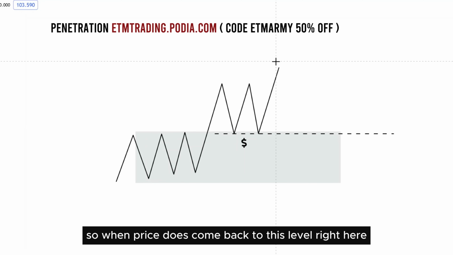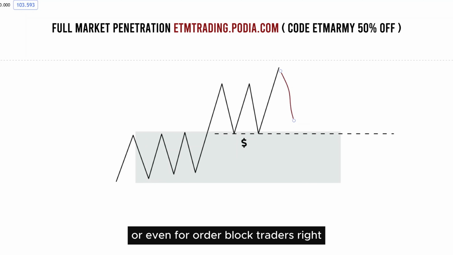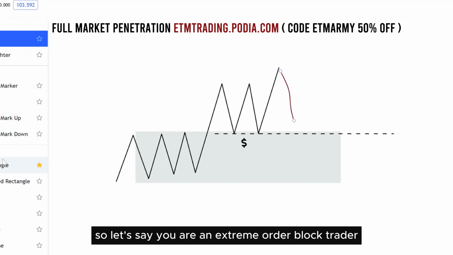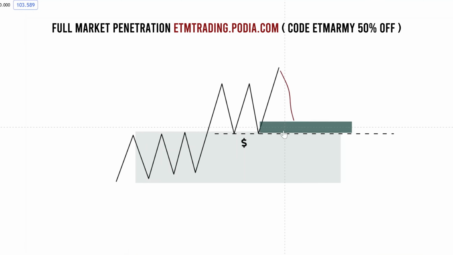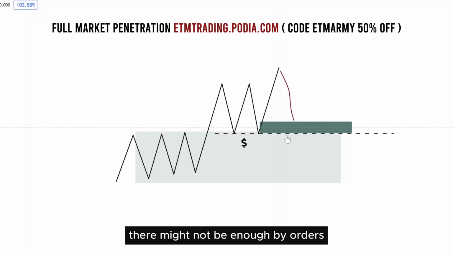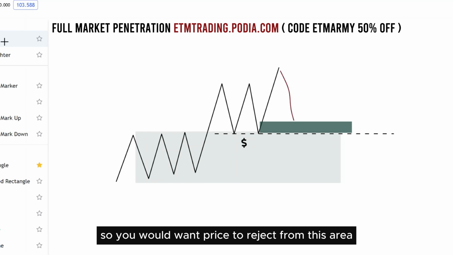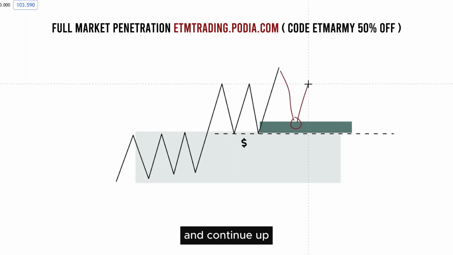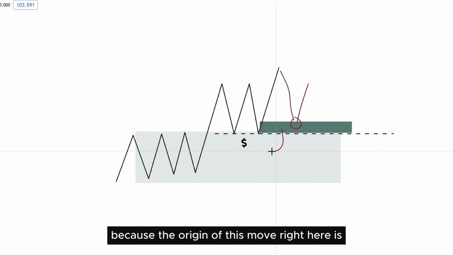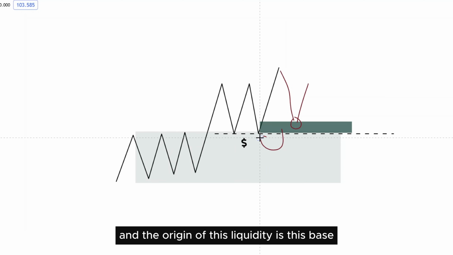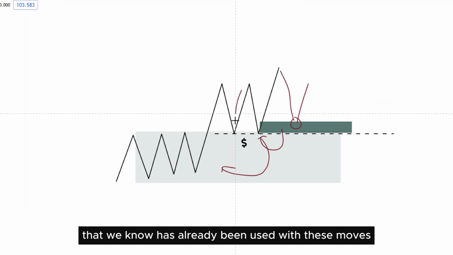So when price does come back to this level right here, or even for order block traders, right? So let's say you are an extreme order block trader and you have an entry right here. There might not be enough buy orders for you to get the move that you want. So you would want price to reject from this area and continue up. But there might not be enough, because the origin of this move right here is this liquidity. And the origin of this liquidity is this base that we know has already been used with these moves.